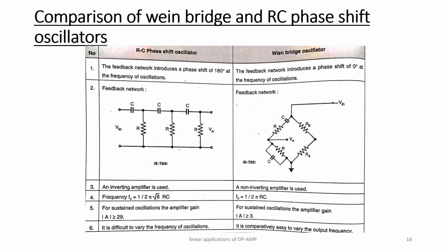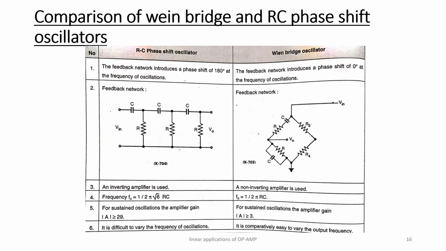Comparison of Wien bridge and RC phase shift oscillator. In the RC phase shift oscillator, the feedback network introduces a phase shift of 180 degrees at the frequency of oscillation, but in a Wien bridge there is zero phase shift. Second, the feedback network. In the RC phase shift oscillator, 3 consecutive R and C networks are connected, but in a Wien bridge a Wien bridge type network is used.